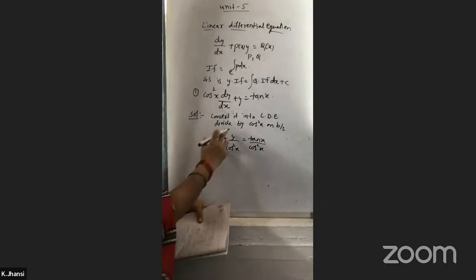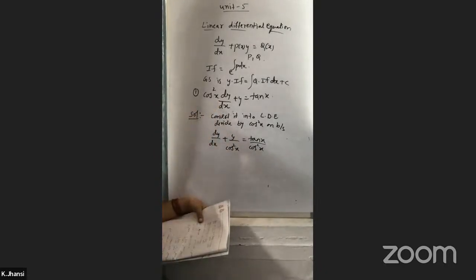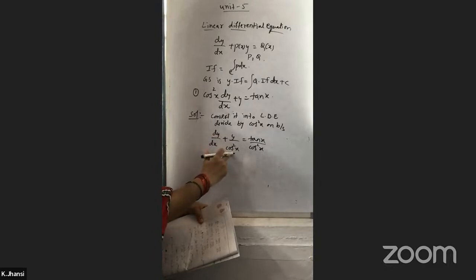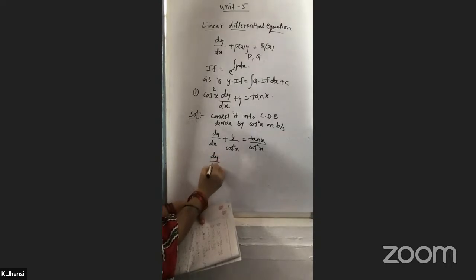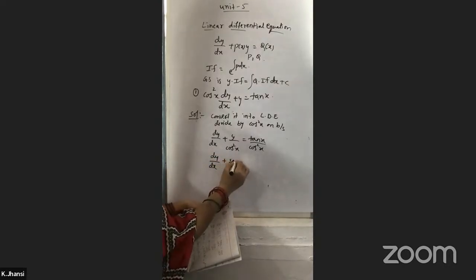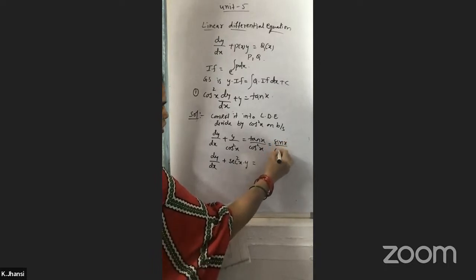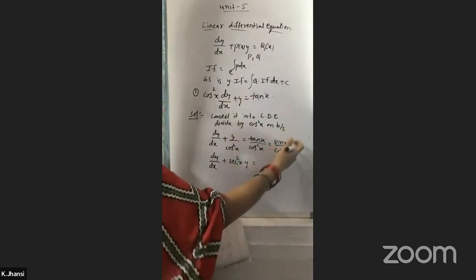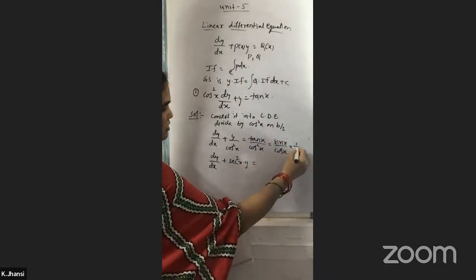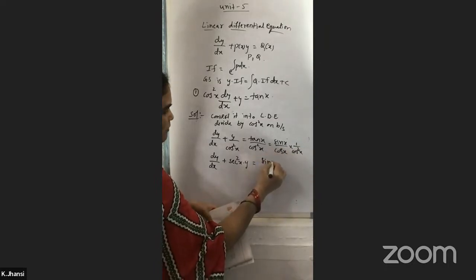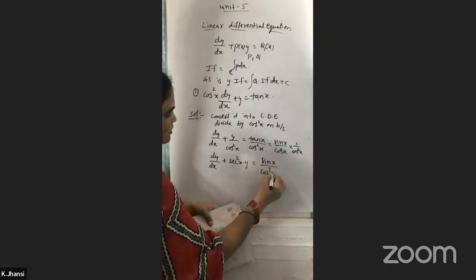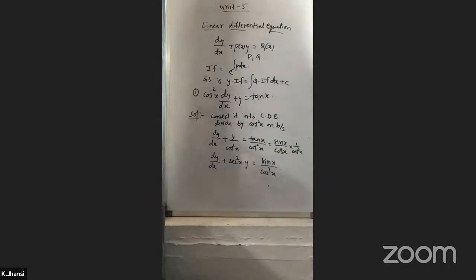So here 1 by cos square x we can take, that is the p value here. 1 by cos square x is, from the trigonometric identity, secant square x. So dy by dx plus secant square x into y equals tan x. Writing it here, tan x is sin x by cos x, and if you take the 1 by cos square x to the numerator, it is sin x by cos cube x. So this is our q value.